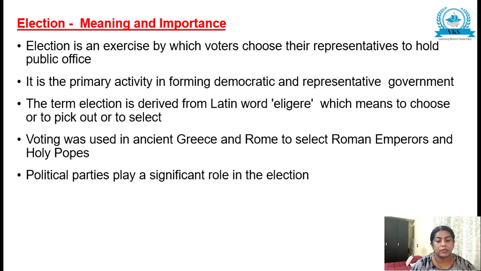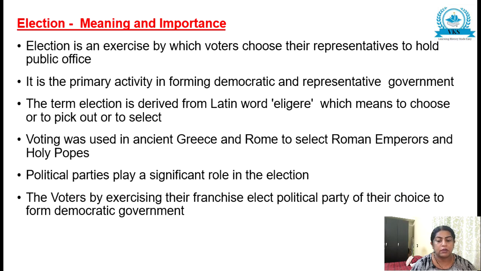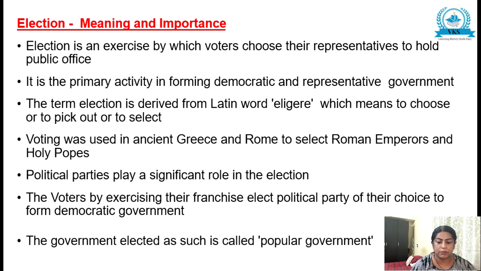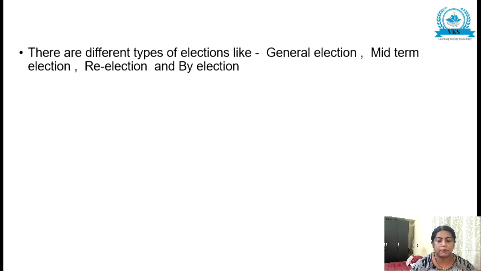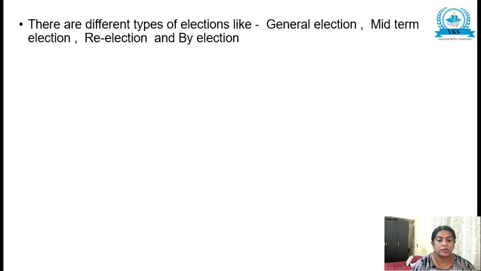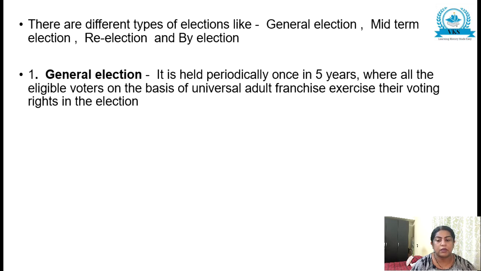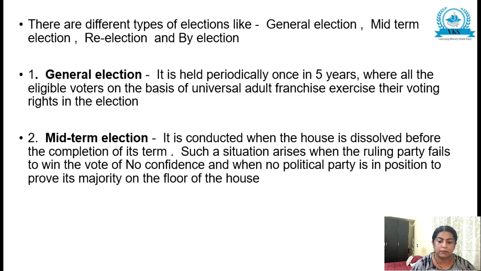Voting was used in ancient Greece and Rome to select Roman emperors and holy popes. Political parties play a significant role in the election. The voters, by exercising their franchise, elect a political party of their choice to form a democratic government. The government elected as such is called a popular government. There are different types of elections like general election, midterm election, re-election and by-election. General election is held periodically once in 5 years where all the eligible voters on the basis of universal adult franchise exercise their voting rights.